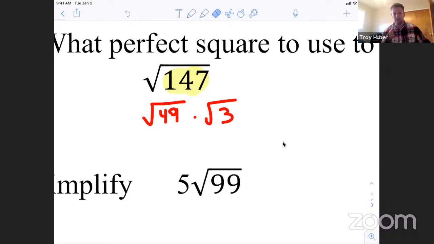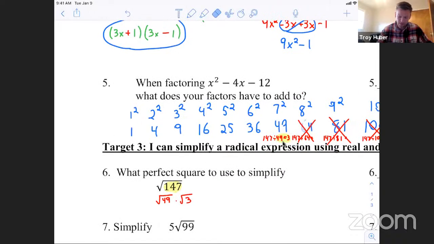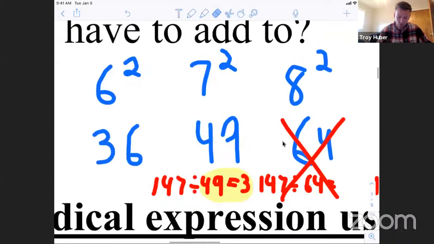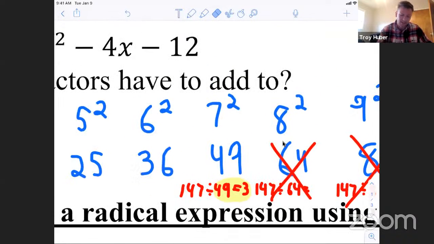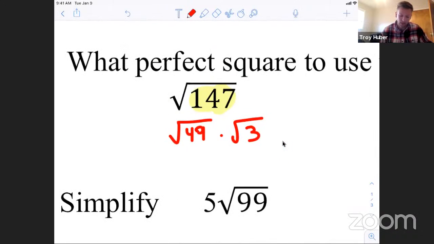Now, why do we do this? Because now we have two radicals. It almost looks trickier, but watch out. We know the square root of 49 is 7, right? So I can just simplify this to say the square root of 49 is 7, and then we're going to multiply by that square root of 3.